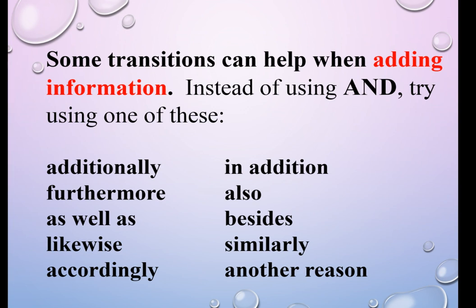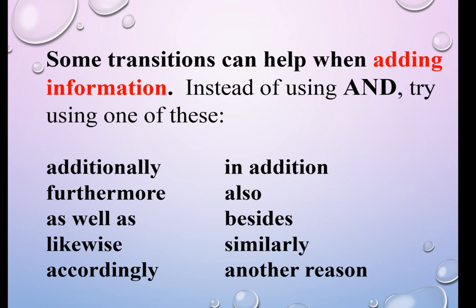So some transitions can help you when adding information. Whenever you want to add information to what you're saying, especially when you're writing your major details, when you're writing minor details for that one specific major detail, or that one supporting detail, when you're giving examples of it, or when you are giving those minor details to prove your point, this is when you really need help of these transition words. So usually we use the word and when we want to add something, but there are also other interesting words and phrases that could be used.